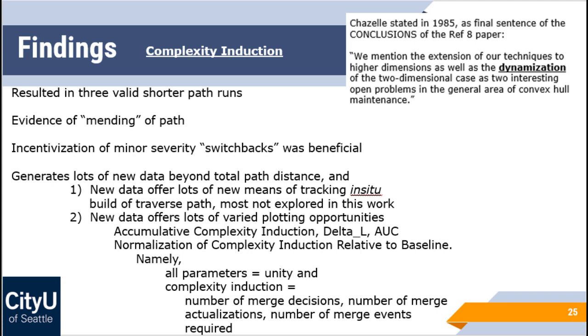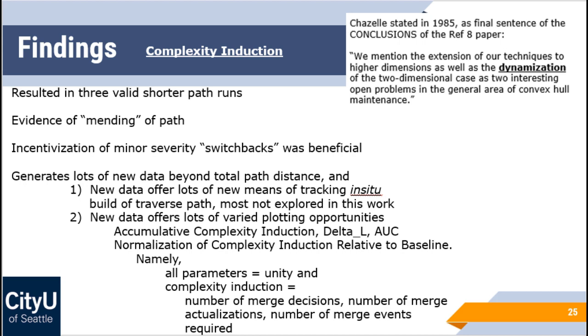Findings, including complexity induction in an activated manner, meaning all parameters are not equal to 1, resulted in 3 shorter path run types, and also surprisingly resulted in a mending of crossover. Rather surprisingly, with D factors, deep input parameters close to the segment endpoint of less than 1 and C factors of 1 or greater, which would incentivize formation of switchbacks, was actually, for the 13 runs completed, provided most favorable results from TSP valid perspective.